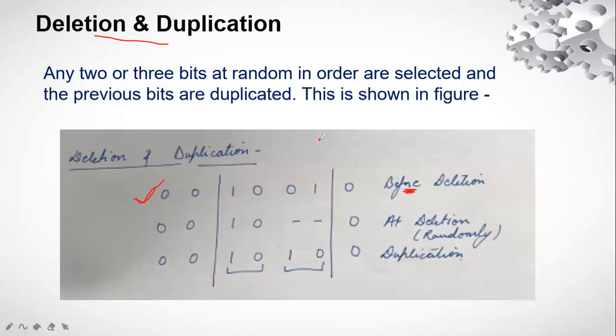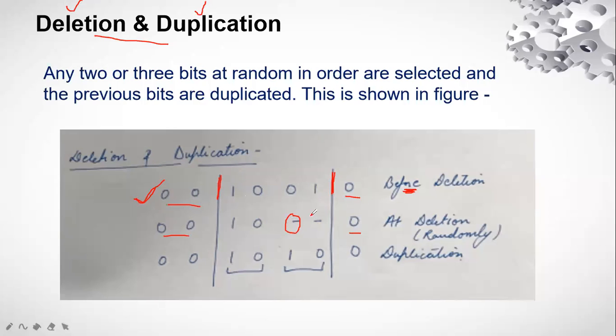Now here I'm going to take two steps. First I'm going to apply the deletion operator, and then in the next step I'm going to apply the duplication operator. Let's see, I've selected these two random sites in this string. These two 0 0 will remain the same, the 0 here will remain the same, and here I have randomly deleted these two bits.